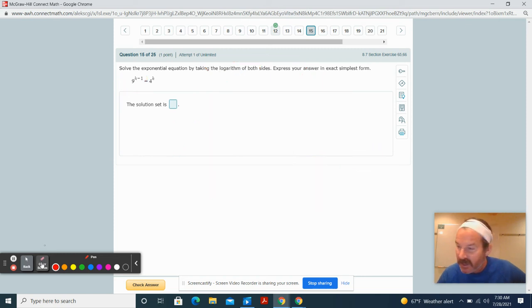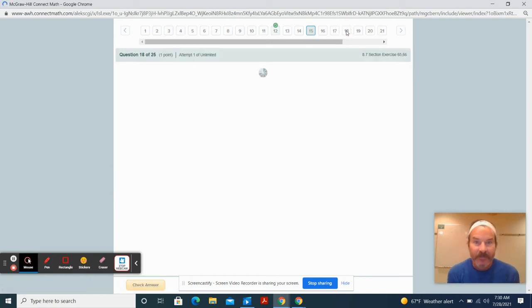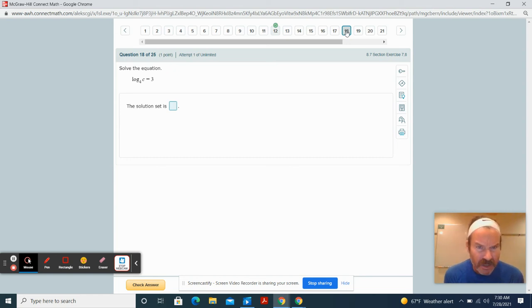All right, that was 15. Let me see, 18. Okay, well, 18's just got an equation that's in log form. So this is going back to yesterday. This is log loop time, because we have a log. We can't really solve it unless we get it into an exponential. So this is the log loop. The base is 4. The exponent is 3. The number is c.